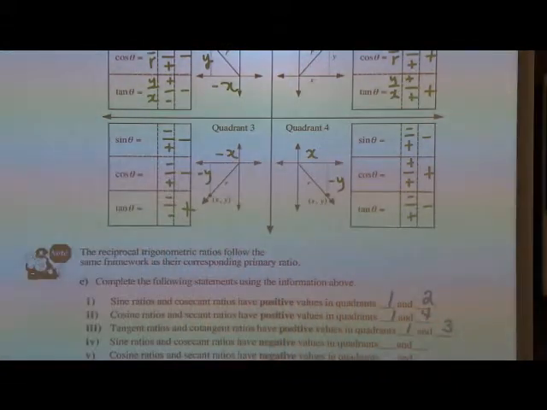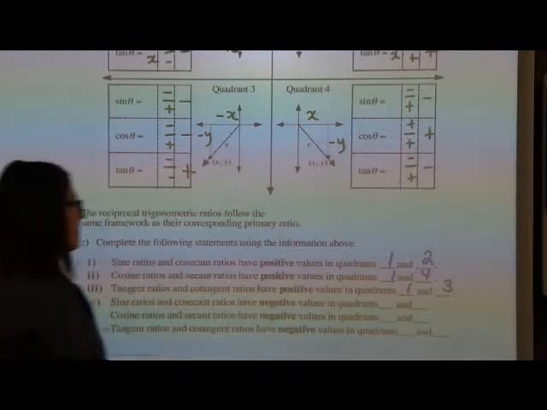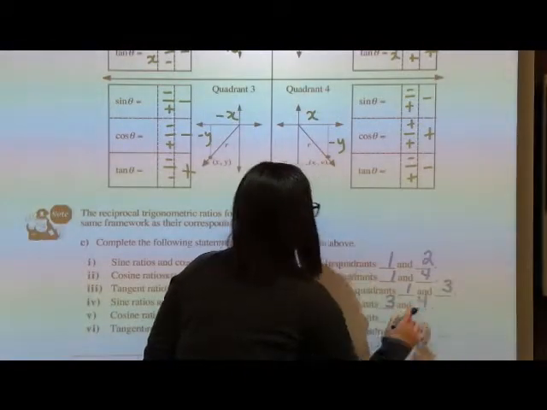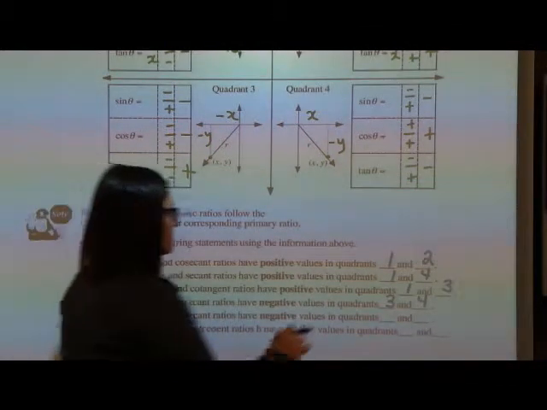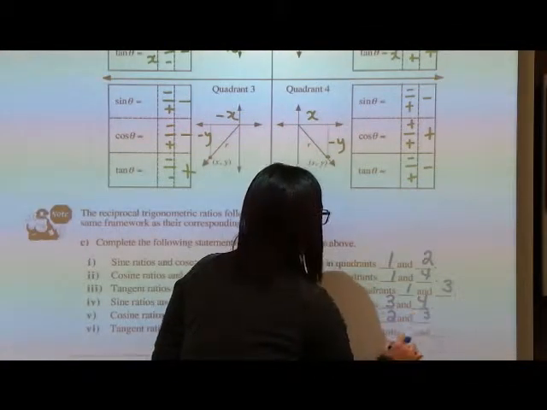Which quadrants is sine negative? 3 and 4. What about cosine? 2 and 3. And tangent? 2 and 4.